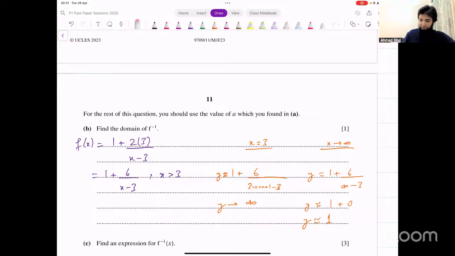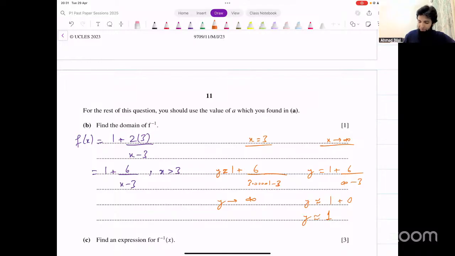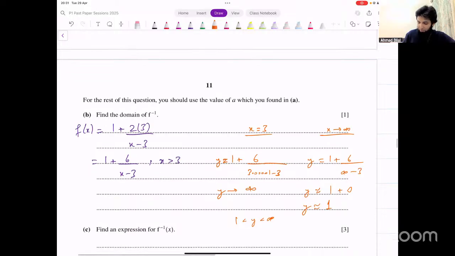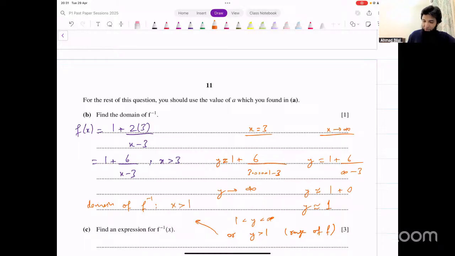So what's the range of f then? The range of f is between 1 and infinity, or we can say it's just greater than 1, right? Greater than 1, that's the range of the original function. This is the range of f. Now, if that's the range of f, what about the domain of f inverse? That will also be the same. Domain of f inverse would be x greater than 1, and that's your final answer.